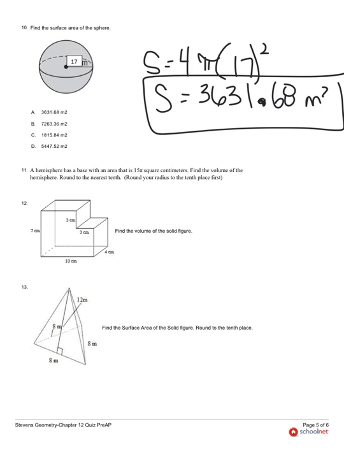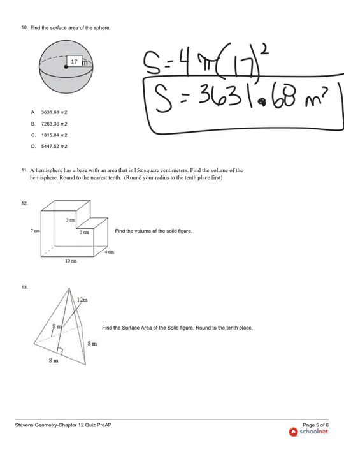Okay. Question 11. A hemisphere has a base with an area that is 15 square meters. Find the volume of the hemisphere. Round to the nearest tenth. This says round your radius to the tenth place first. The reason we're going to round first is because for a griddable Scantron, we want to make sure we have the exact decimal. In order to find the volume, I need the radius.